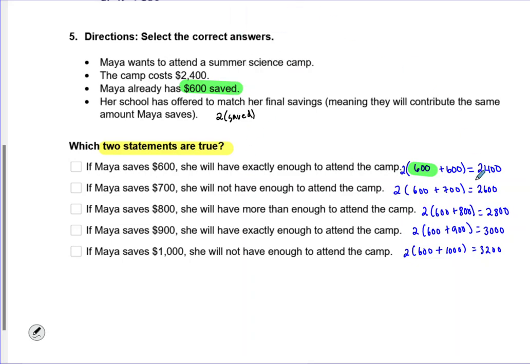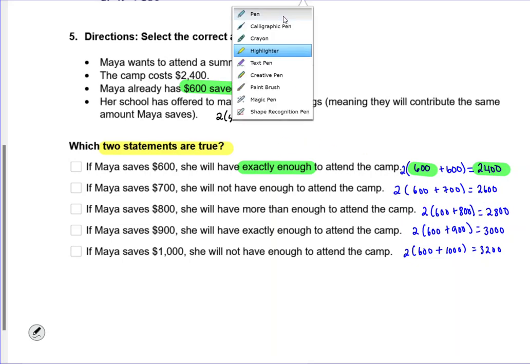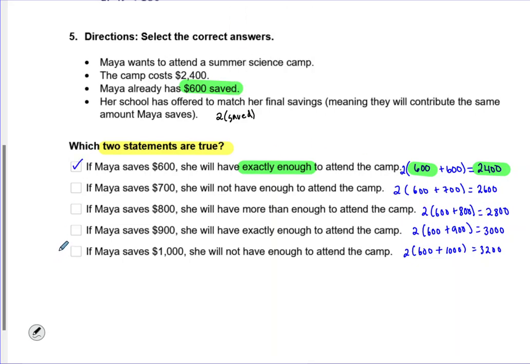Alright, so here I have some amounts, so let's see what the statements are saying and see which ones are true. If Maya saves $600, she will have exactly enough. Exactly enough. That's true, right? Because it costs 2400, so that works. So yes, this is one that works. She will not have enough to attend the camp. Well, that's not true because 2600 is more than 2400, so she will have enough. She will have more than enough. Yes, she will have more than enough money, so that's also true.